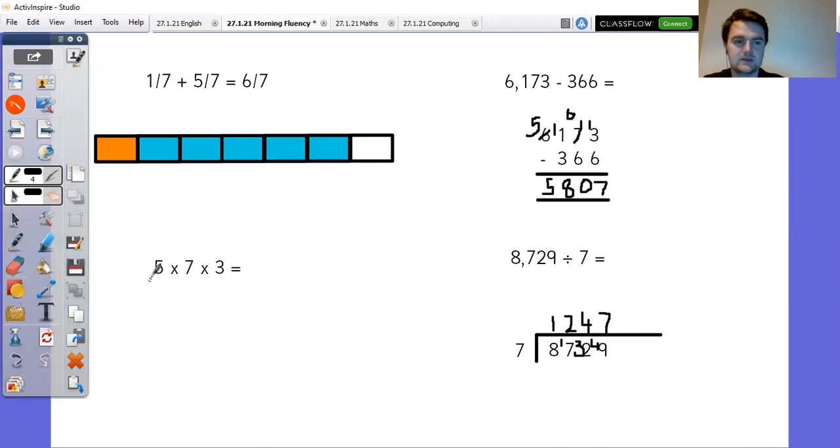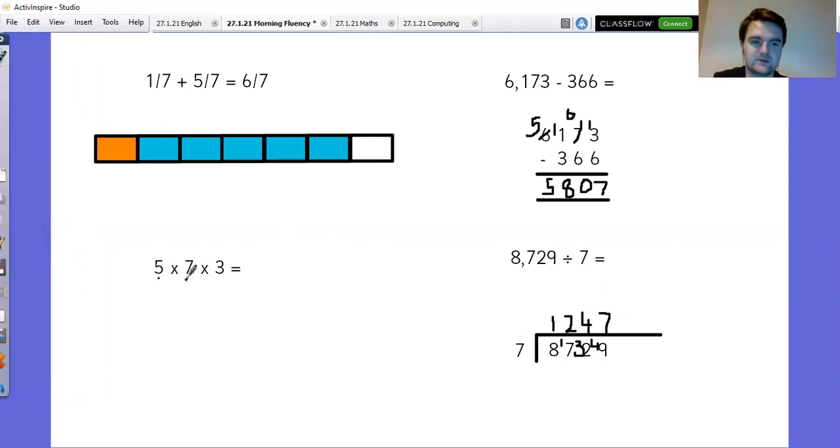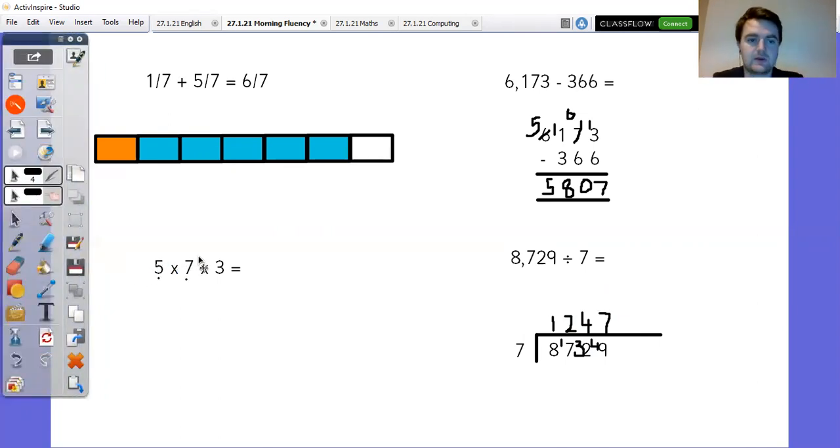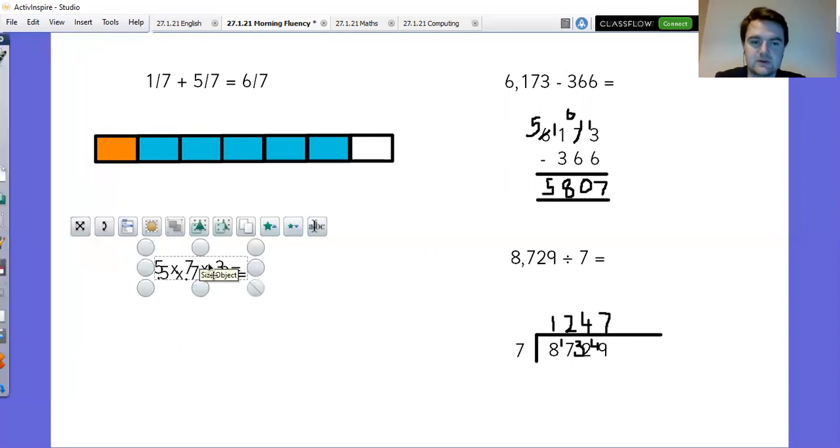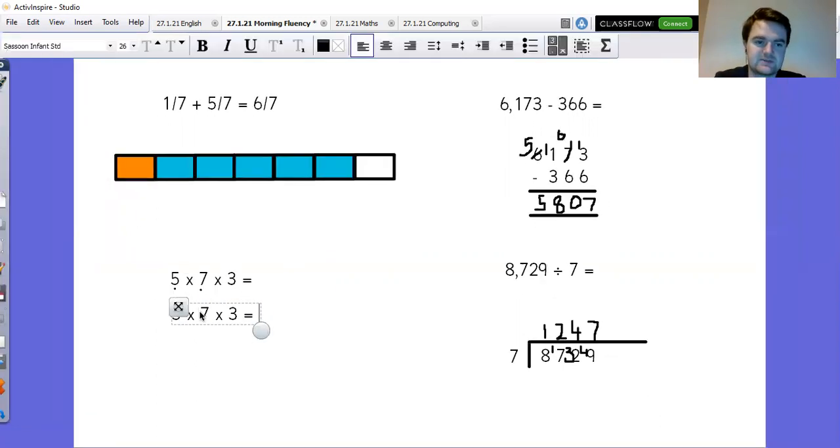Now, for our multiplication this time, we've got 3 digits that we are multiplying together, but it still works in exactly the same way. So I'm going to start with 5 times 7 because that's the order that we've got it in. But I could start with 7 times 3. I could start in any order. So 5 times 7 is 35, which means that I am left with 35 times 3.